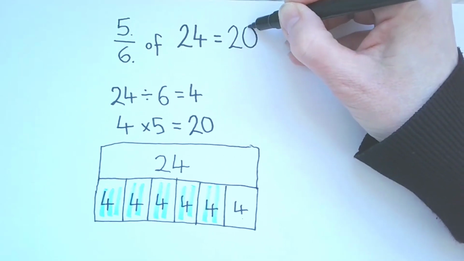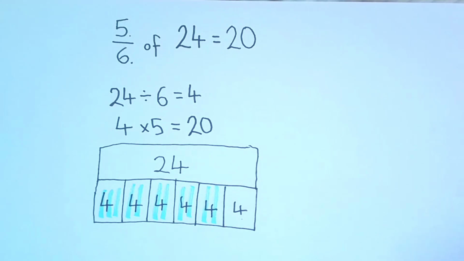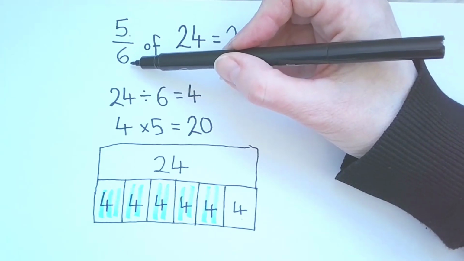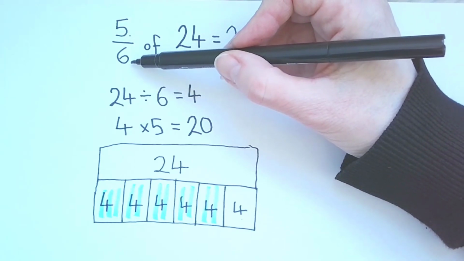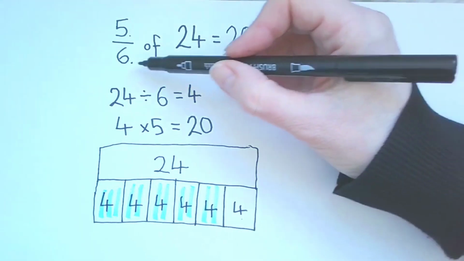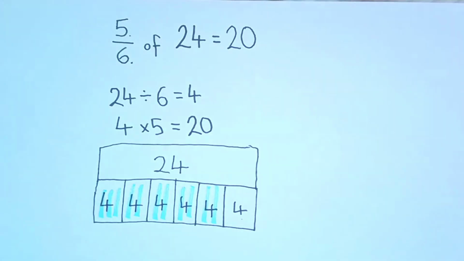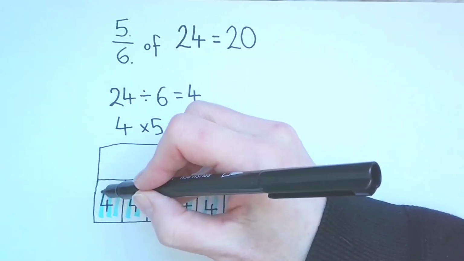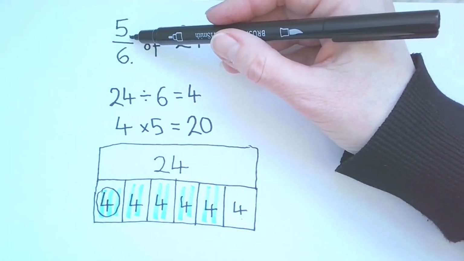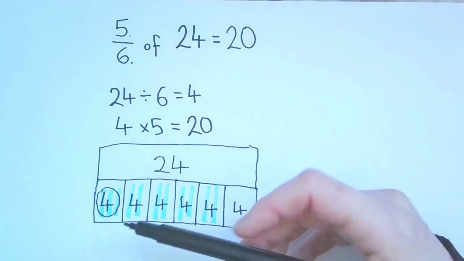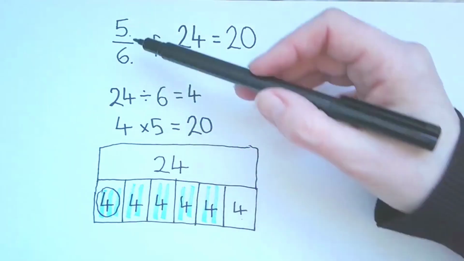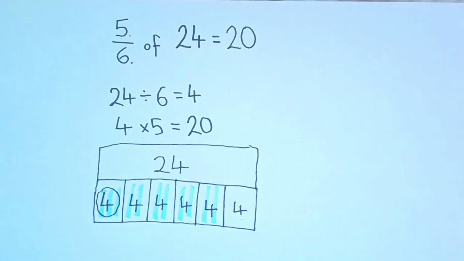To find a fraction of a number, we've got 2 calculations. First of all, our denominator, the number on the bottom of our fraction, is telling us what we need to divide our amount by. So 24 divided by 6. And then once we find out what one of those parts is equal to, so here it was 4, our numerator tells us how many of those parts we need. And here it was 5. So 4, 5 times would be 20.